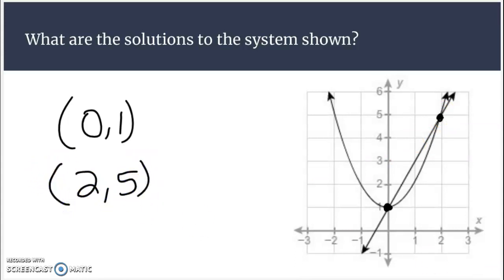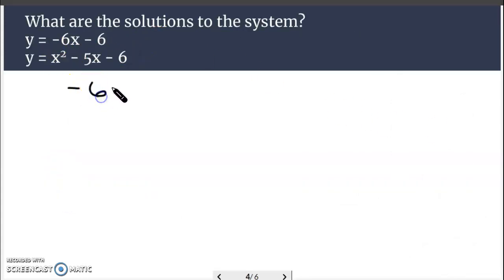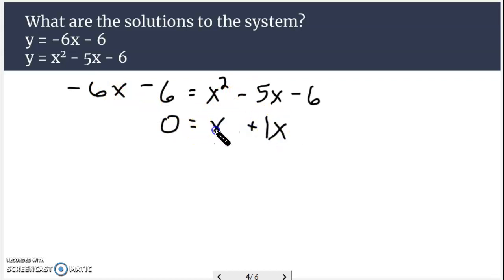Alright, let's look at these two. What are the solutions to negative 6x minus 6 and x squared minus 5x minus 6? Alright, we're going to add 6x to both sides. 6x and negative 5x make 1x. We're going to add 6 to both sides. 6 and negative 6 make 0. So here we are. In order to solve this, I'll use factoring. x times x plus 1 is equal to 0.